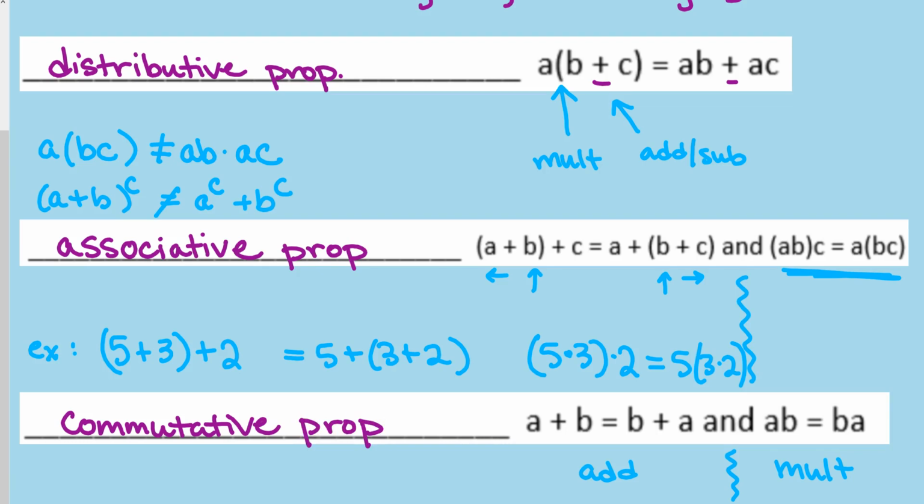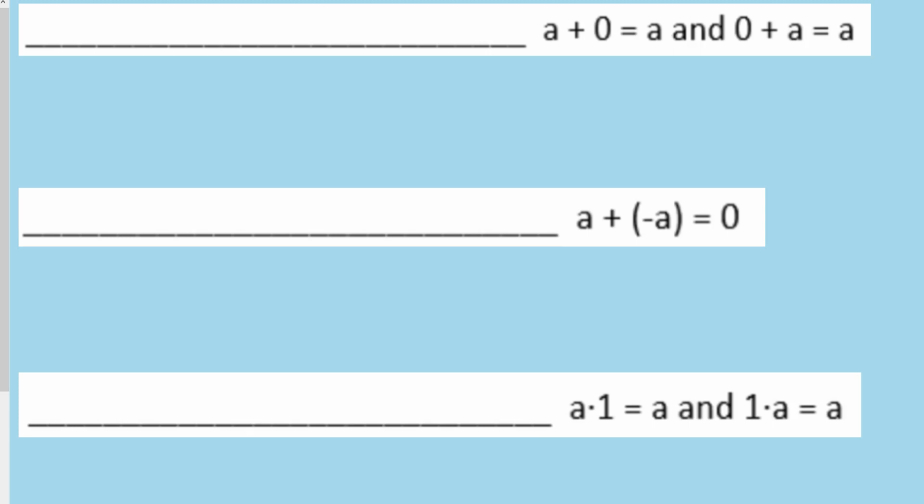Okay, an example for the commutative property under addition would be 5 plus 1 equals 1 plus 5. And an example of the commutative property of multiplication would be 5 times 2 equals 2 times 5. Switching the order does not change the value of the expression. Okay, we have 4 more.